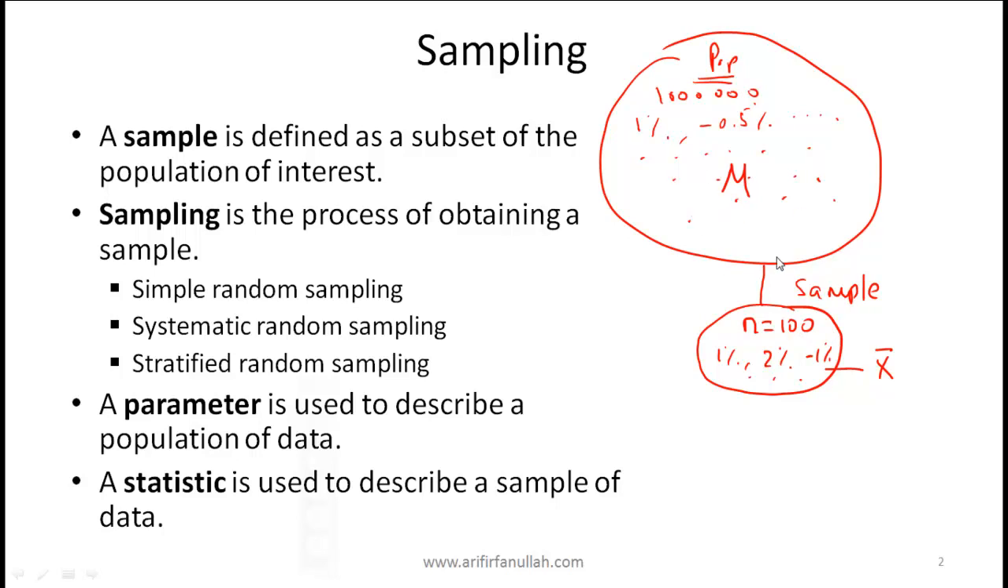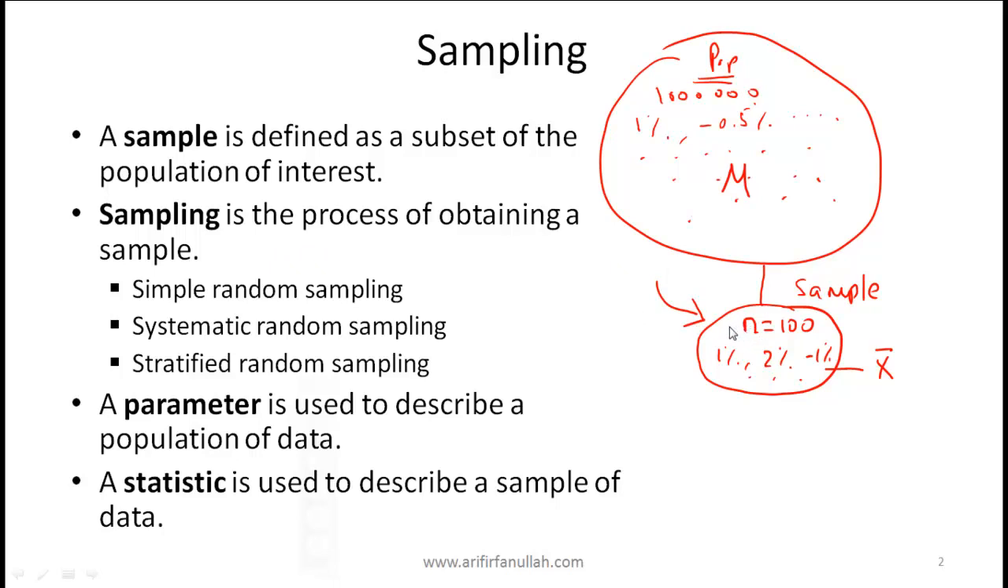More importantly, if we want to estimate the population mean, one way of doing it is to take out the sample, calculate the sample mean denoted by x bar, and this is our approximation or our way of estimating the population mean. So as we said, a sample is this subset. Sampling is the process of obtaining this particular sample.